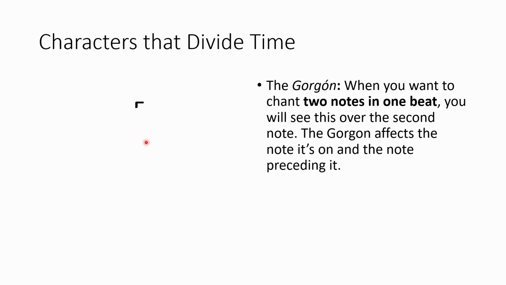For you musicians out there that understand music theory, we're in effect creating an 8th note. So if a quarter note takes 1 beat, it's going to be divided in half, and 2 notes in 1 beat, those are 8th notes. So let's try a couple of exercises with the gorgon. Before we do that, here's a visual example. The gorgon is on top of this ison, and it's actually affecting both of these notes, the one preceding it as well. And you're basically containing 2 isons in 1 beat.